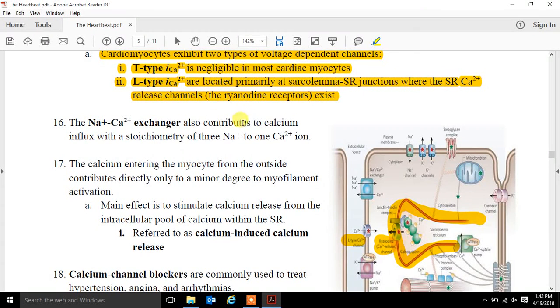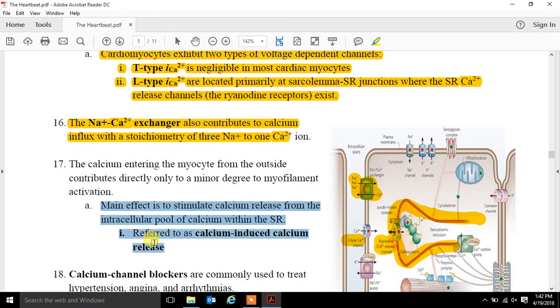Sodium calcium exchanger contributes a little bit, so here's our sodium calcium exchanger. But as I've already mentioned, the main effect is to stimulate calcium release from the intracellular pool within the SR. And this would be our calcium-induced calcium release. The L-type channels and sodium calcium exchangers are going to really help with this SR release of calcium.